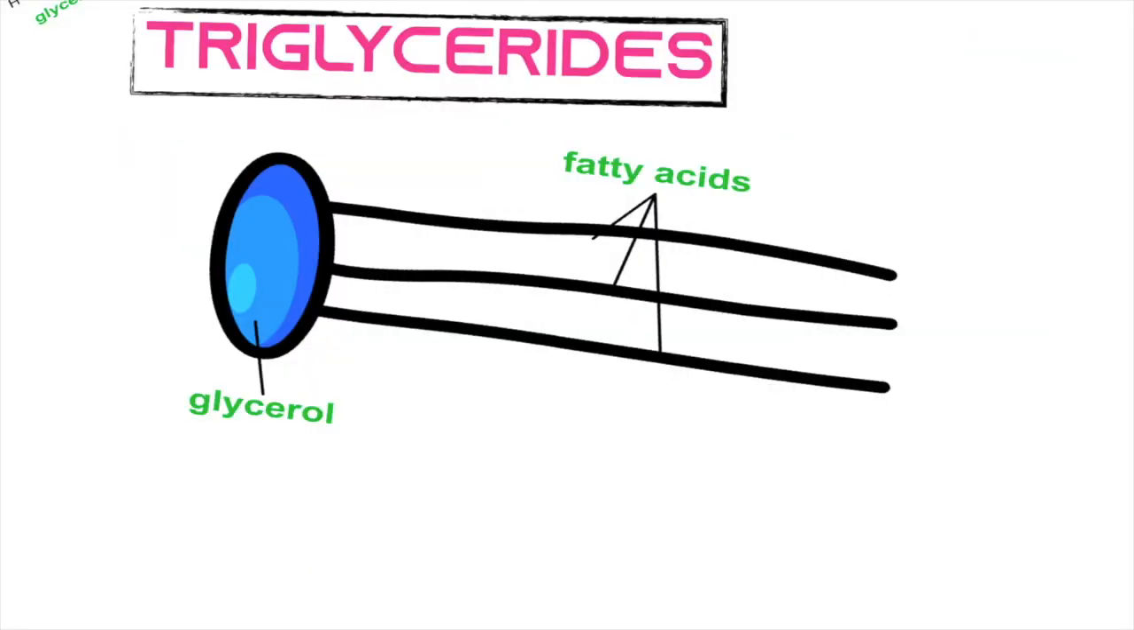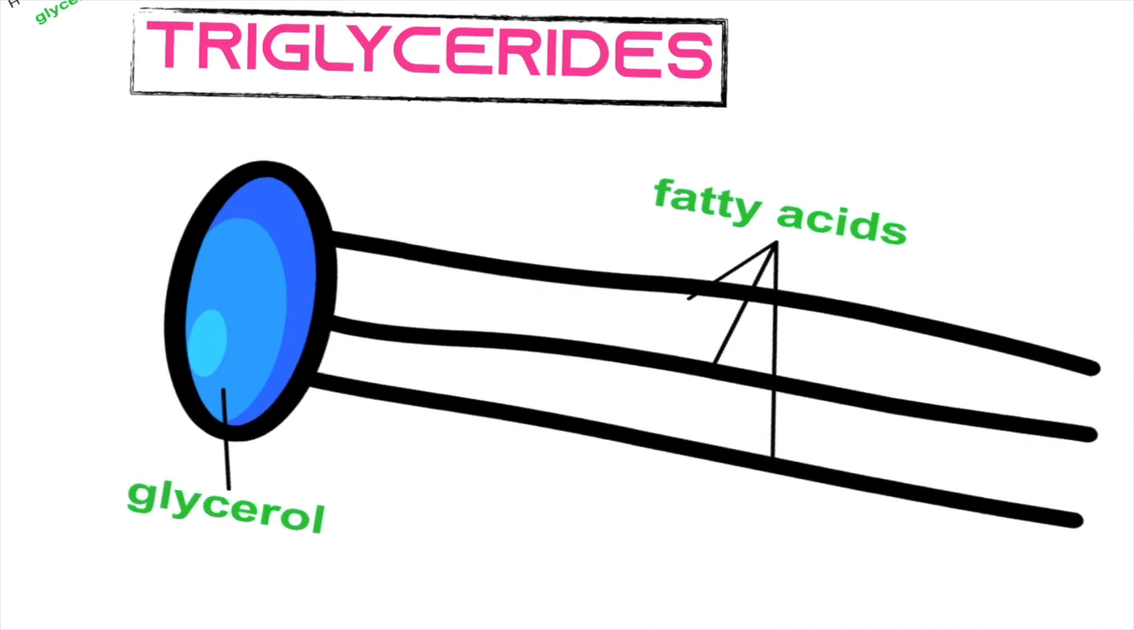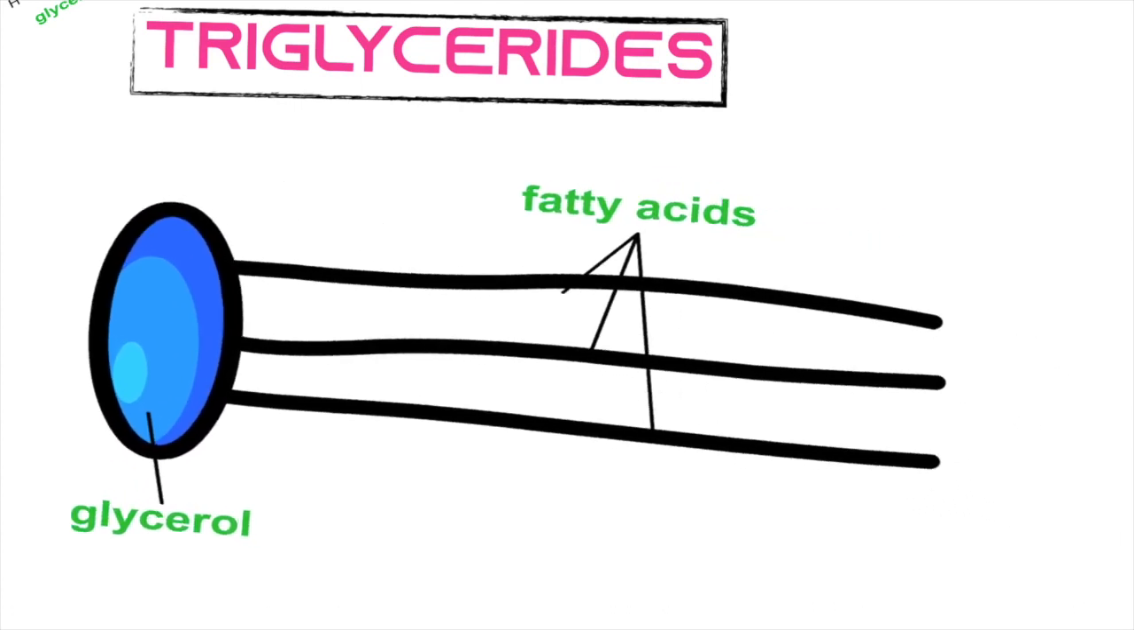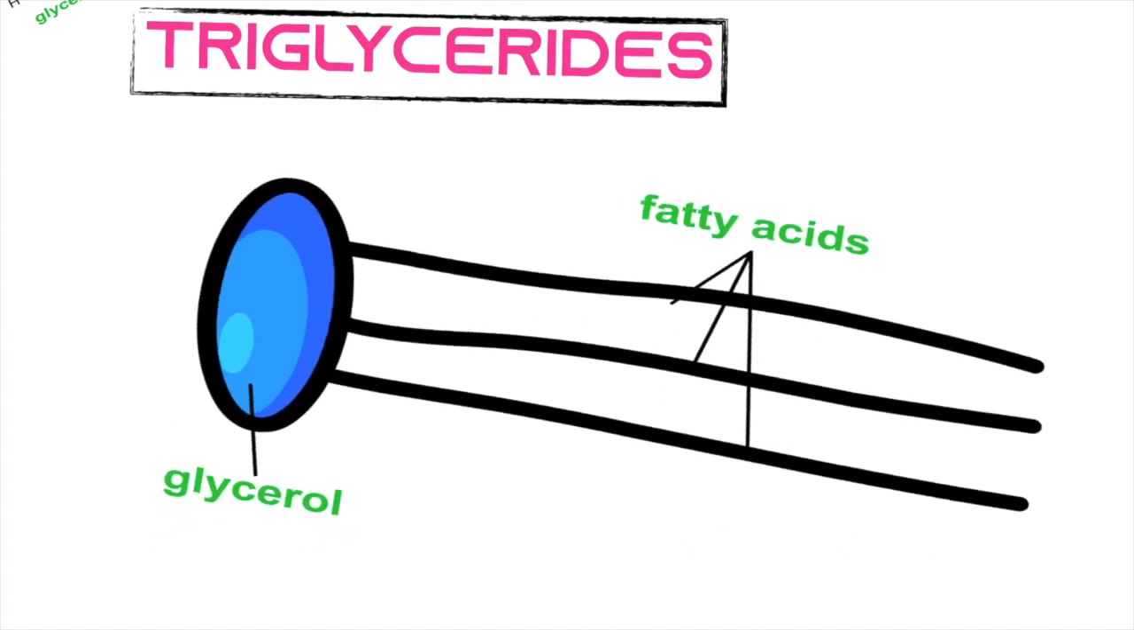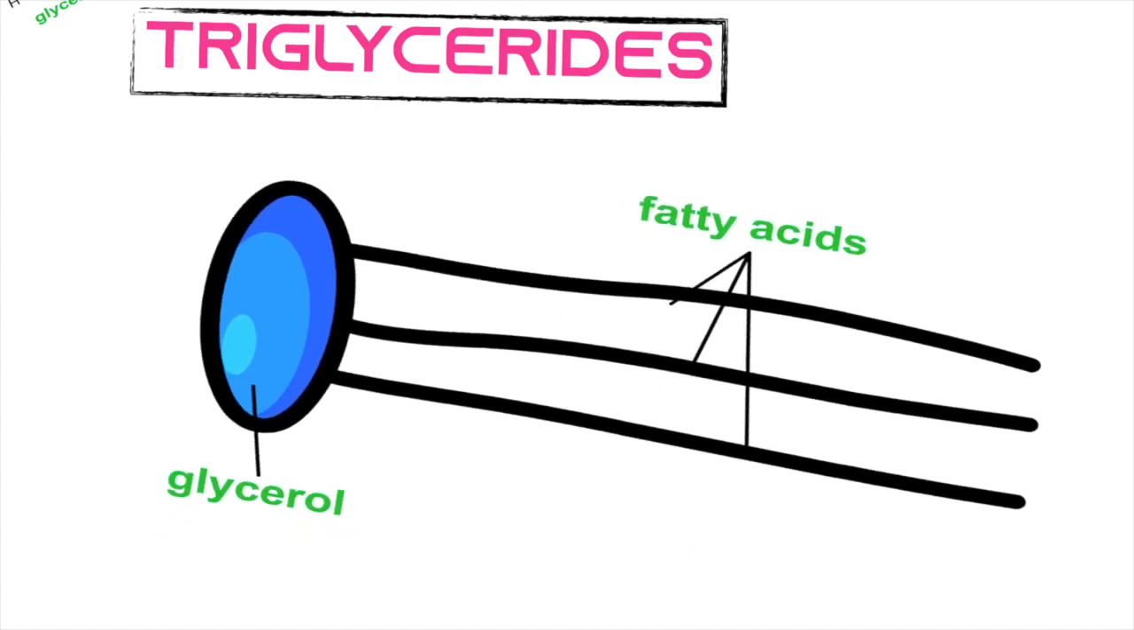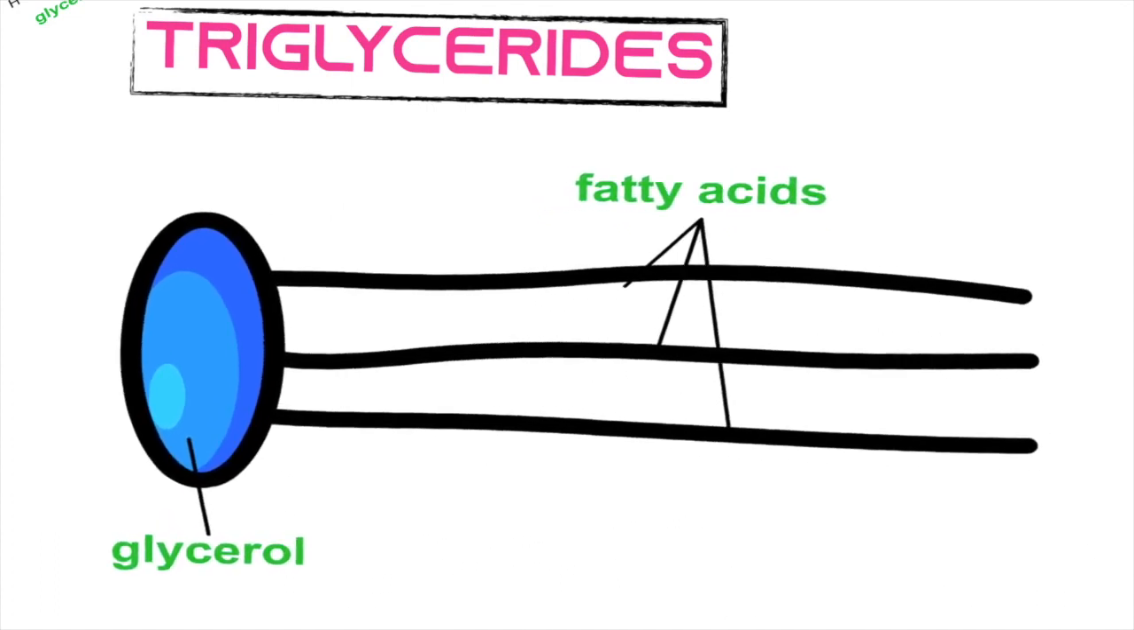One way to show a triglyceride is in this format. So you show the glycerol like a head, and you show the fatty acids as 3 tails. So this head here represents the glycerol and the ester bonds, and the lines represent the fatty acid chains.